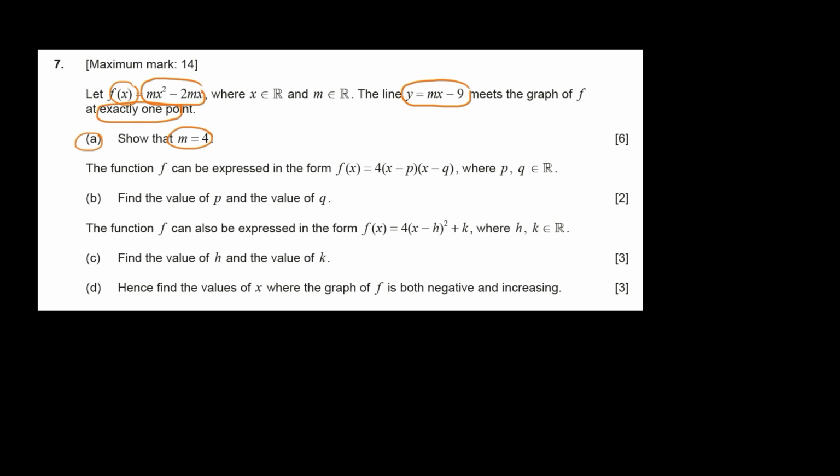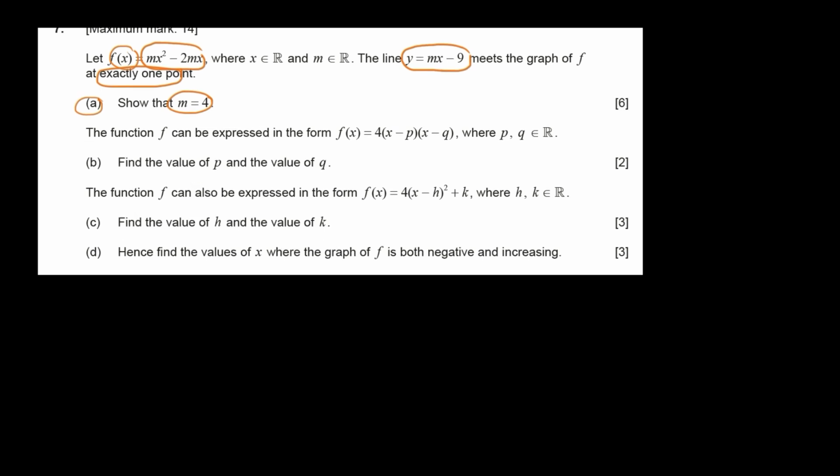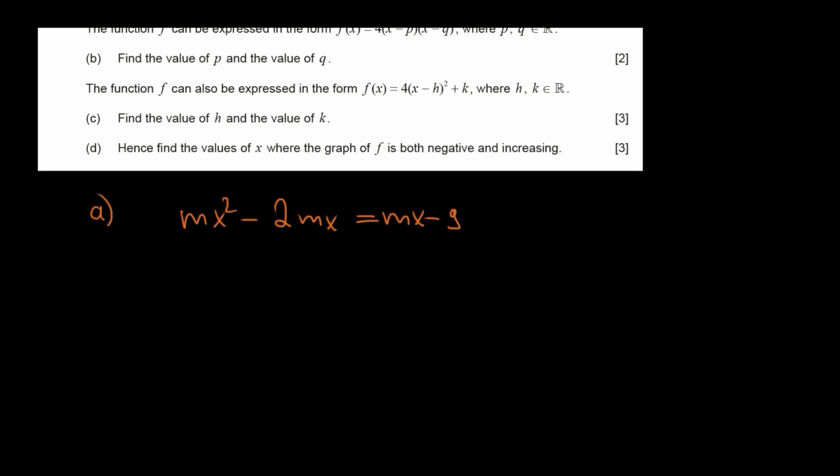Okay, well, let's have a look. Let's try it out. We know that if they have 1 point of intersection, it means that these equations must be equal. This one, the equation of f of x, and the equation of y. So for question A, mx squared minus 2mx equals mx minus 9. Then we have the following.